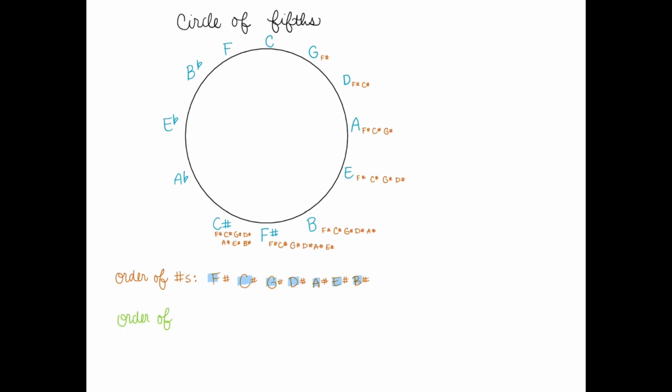So this is the order of flats, and this little symbol here is a flat symbol. So the order of flats goes like this: B flat, E flat, A flat, D flat. And if you look here, what word does that spell? It spells bead, B-E-A-D. So that makes it really easy for the order of flats.